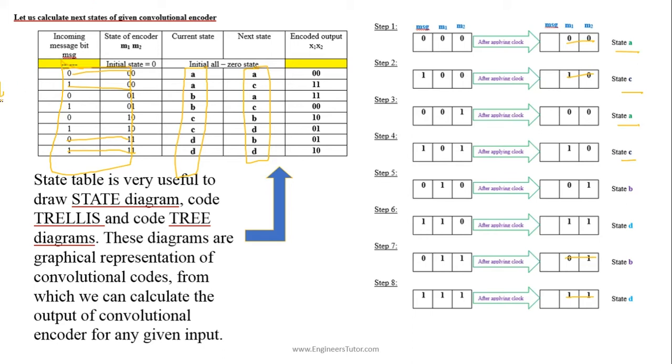The state table is useful to draw the state diagram, trellis diagram and tree diagrams. From these diagrams we can find the output of the convolutional encoder for any given input. So please remember this. The state table is very much useful to draw the state diagram, the trellis diagram, the tree diagram and to find the output of the convolutional encoder.